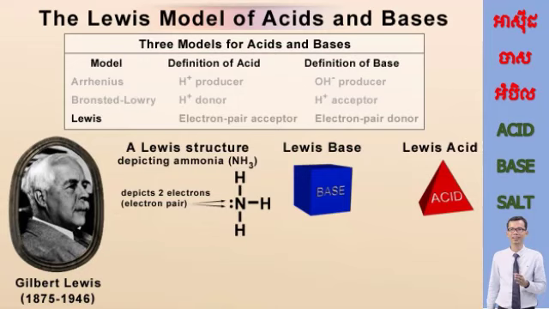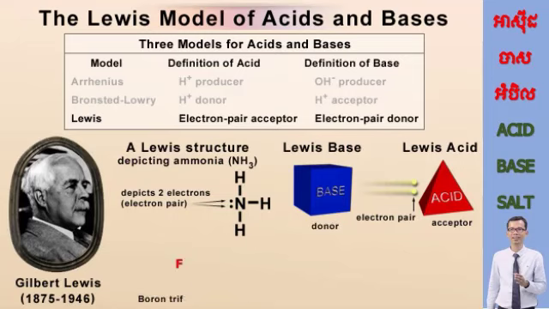Another model for acids and bases was proposed by Gilbert Lewis in the 1920s. Lewis described acids and bases in terms of electrons. According to the Lewis model, an acid-base reaction takes place when one chemical species shares a pair of electrons with another. The species that accepts the electron pair is an acid. The species that donates the electron pair is a base.